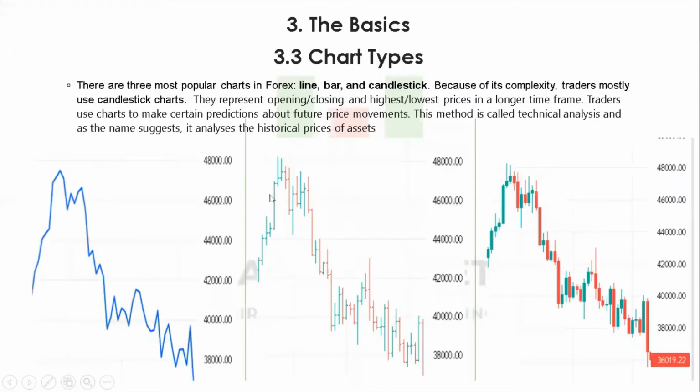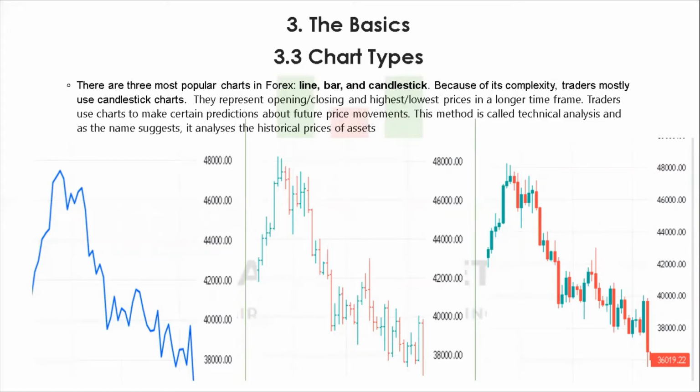Now there are three types of charts in the market, which are obviously a line chart, a bar chart, and a candlestick. But because of its complexity, traders mostly use candlesticks, because candlesticks can tell a story. You can actually see what the volume does second by second in 1 minute, and they represent opening and closing times, and the highest and lowest prices in a longer time frame.